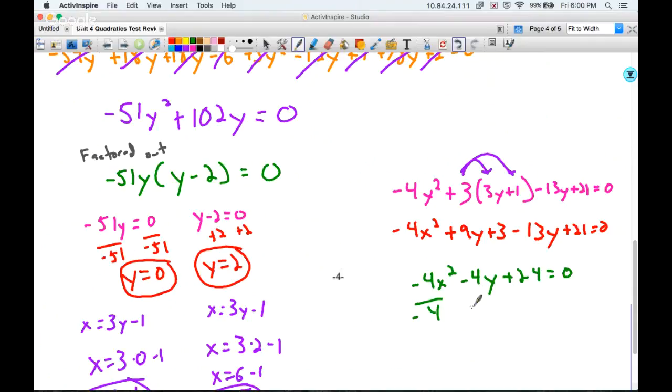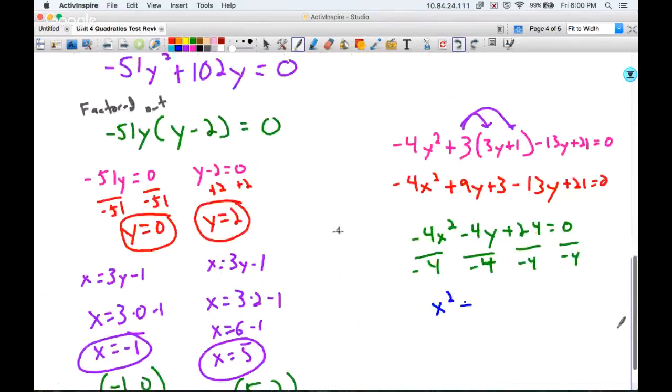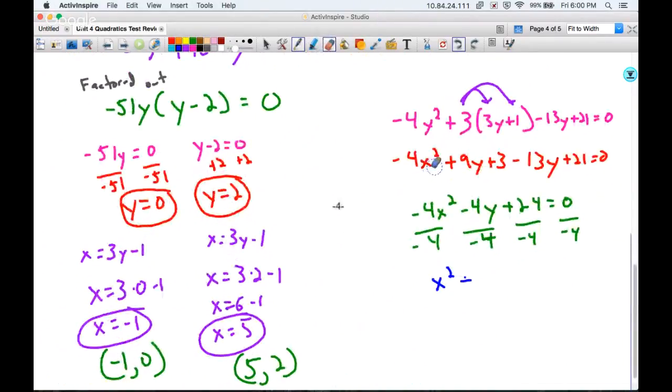Why don't I divide away a -4 to make my life a little bit easier going forward? And I'll get x squared plus, oh wait, that wasn't an x, that was a y. A y that slowly became an x. Okay, these look more like y's. Y squared plus y minus 6 equals 0.